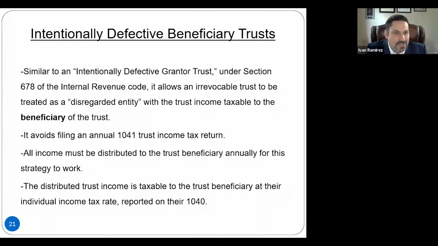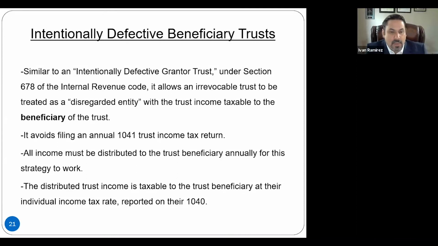The reason it's called a 678 trust is that it refers to Internal Revenue Code 678, which says the beneficiary pays the income taxes in his or her income tax return, and it avoids having to file a 1041. So again, an intentionally defective beneficiary trust is similar to the intentionally defective grantor trust. However, instead of the grantor trust maker paying the income taxes, in this case, the beneficiary is paying the income taxes in his or her 1040. There's no need to file the 1041.